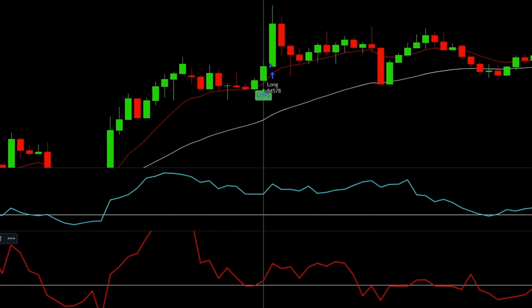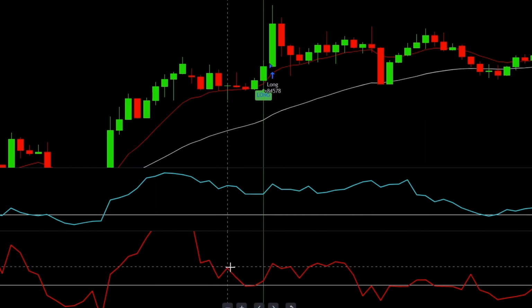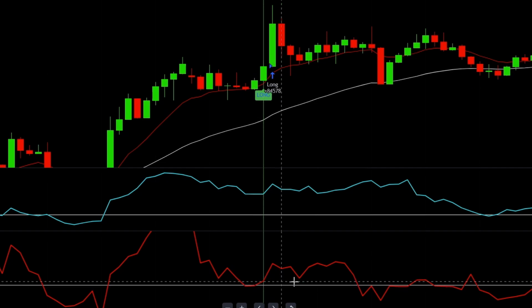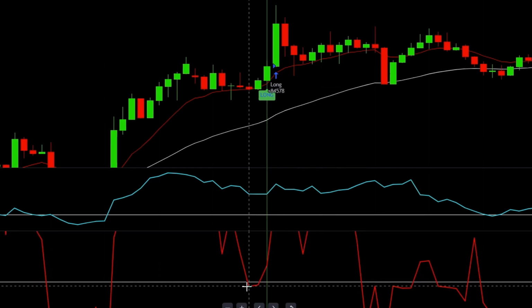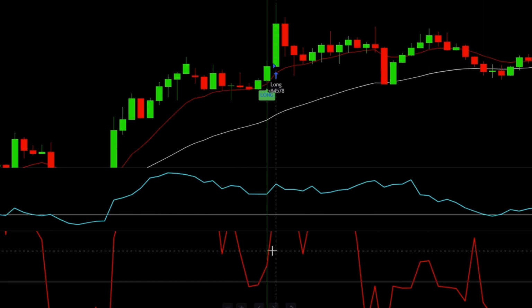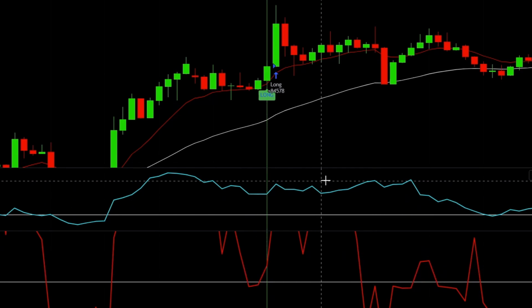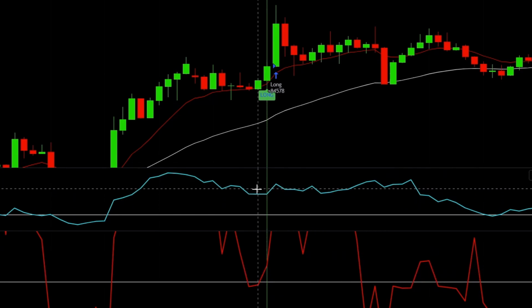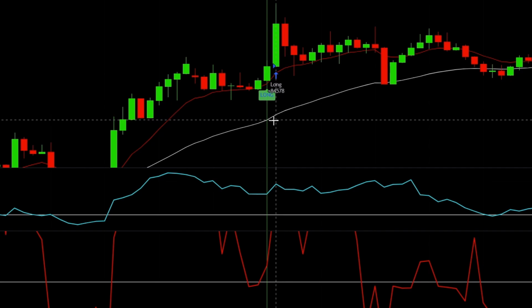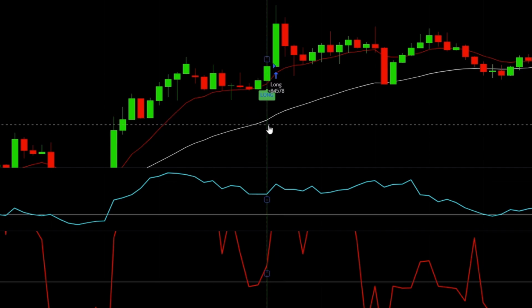On the 10 length momentum, which is this one, we need a pullback, which means that this momentum line needs to go below the 0 level and then cross back up again. If I zoom in a bit, you can see that it clearly went under the 0 level and then it crossed back up. When the cross up occurs, all of the other rules need to be met. So for example, if this momentum would be under the 0 line, this wouldn't be a valid entry. Or if the fast moving EMA would be under the slow moving one, this wouldn't be an entry.